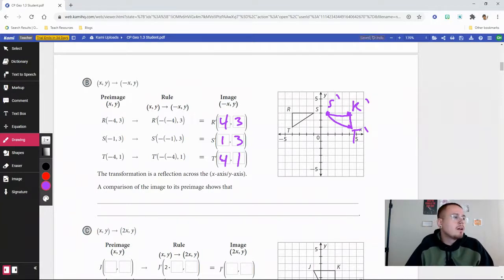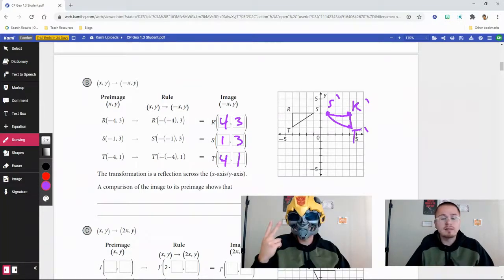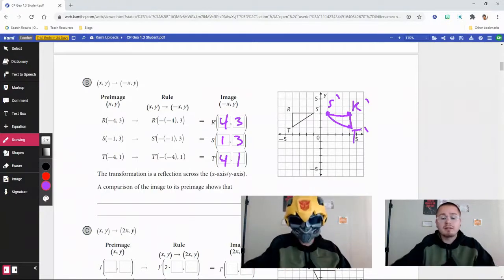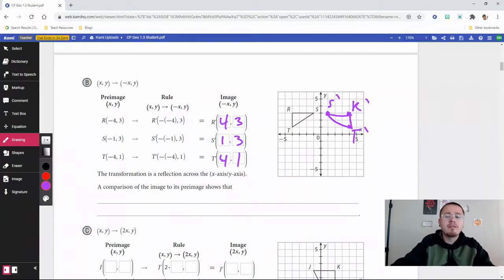Now, the rule was to take the x and make it negative. So the reason why it went into quadrant 1 is because originally all the x's were negative, so now they're positive. So you could describe this, you could talk about it, but I'm hoping you're doing all right. I feel good vibes.